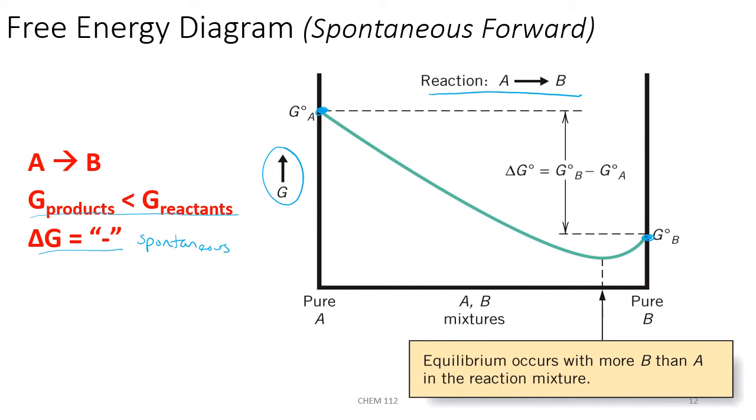The difference in the free energy of the products minus the free energy of the reactants would represent this gap right here between them, and we would end up getting a negative value.